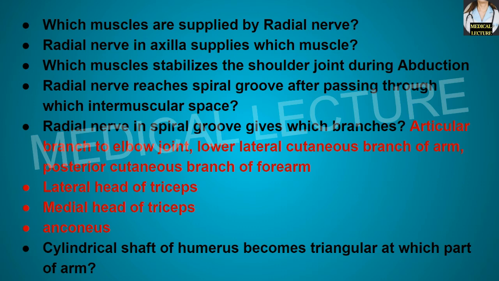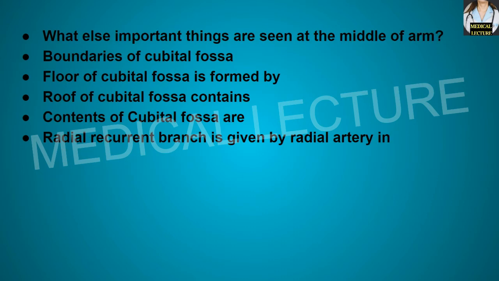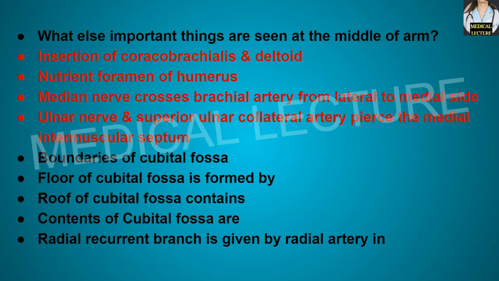The cylindrical shaft of the humerus becomes triangular at which part of the arm? So, at the middle of the arm, the cylindrical shaft of the humerus becomes triangular. What else important is seen at the middle of the arm? Insertion of the coracobrachialis muscle and the deltoid muscle, nutrient foramen of the humerus, the median nerve crosses the brachial artery from the lateral to the medial side, and the ulnar nerve and the superior ulnar collateral artery pierce the medial intermuscular septum over here at the middle of the arm.